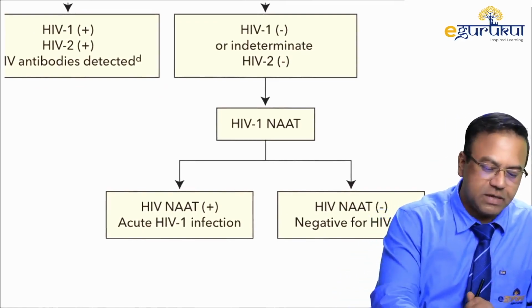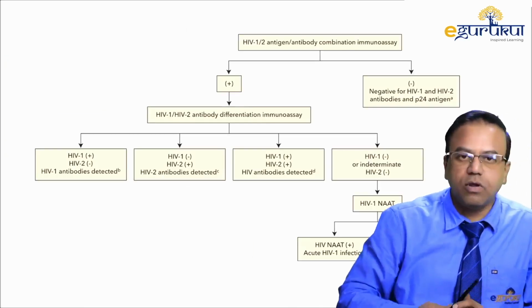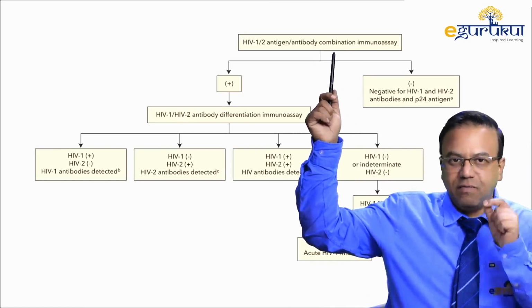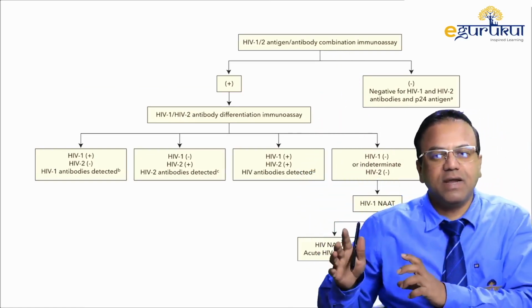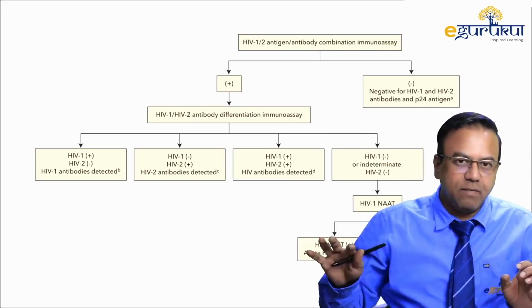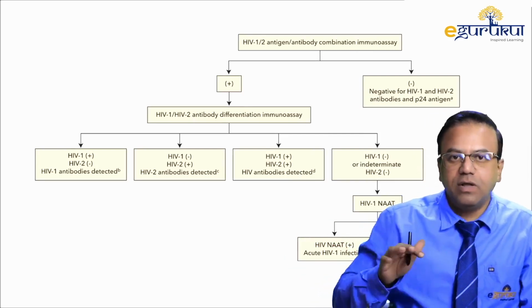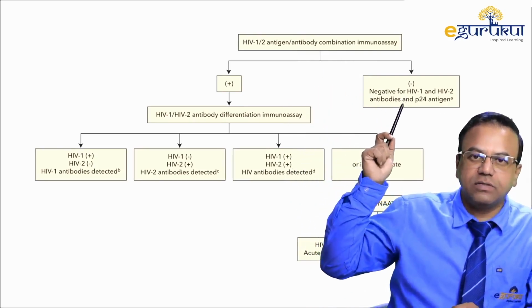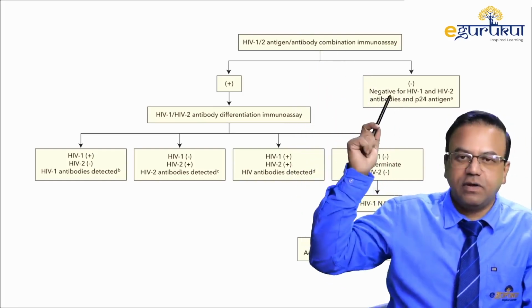So let me repeat it once again. What do you start with first? The first thing that we do is the 4th generation ELISA, which includes the P24 antigen and the HIV antibodies, a combined test. Any one of them positive, the test will show positive. Once you have all these negative, you can rule out the diagnosis, because this is a pretty sensitive test.